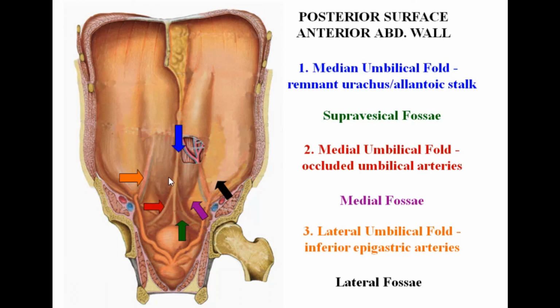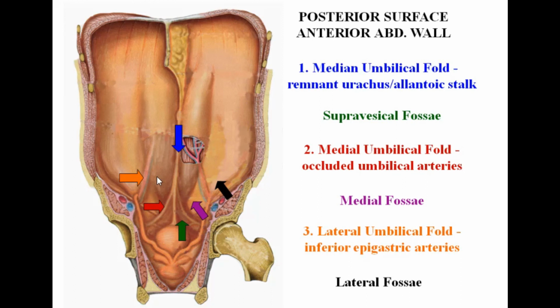The next one is medial. So we have one median, two medial. This is the medial, red, right here. These two would be medial. So median, medial. The medial umbilical fold is formed from the obliterated umbilical arteries. So when the baby is born and the umbilical arteries are no more, they form the medial umbilical fold. And the last one is the lateral umbilical fold. We also have two lateral umbilical folds, and they're formed from the inferior epigastric arteries.